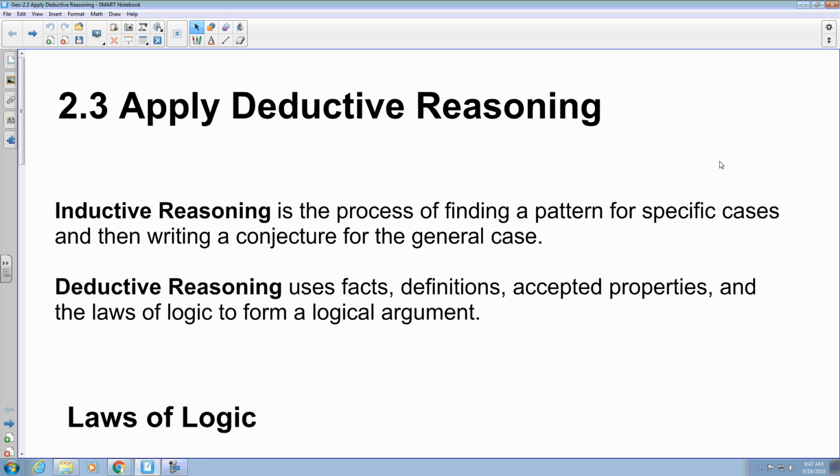All right, we're in section 2.3 where we are going to apply deductive reasoning. So in 2.1, we looked at inductive reasoning. When we looked at inductive reasoning, by definition, it's the process of finding a pattern for a specific case and then writing a conjecture for general cases. Inductive reasoning is about things that we can observe.